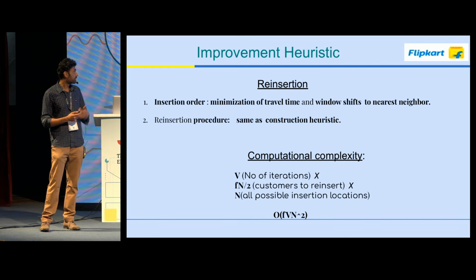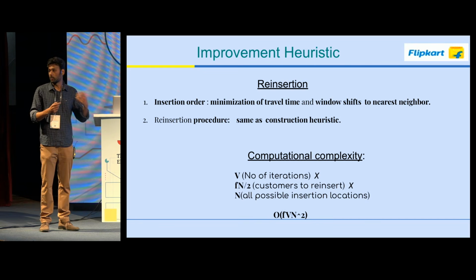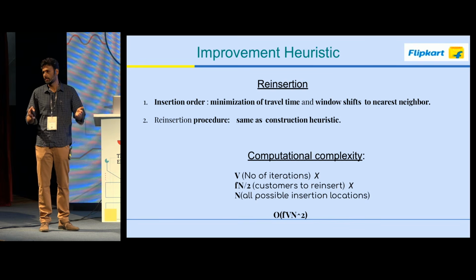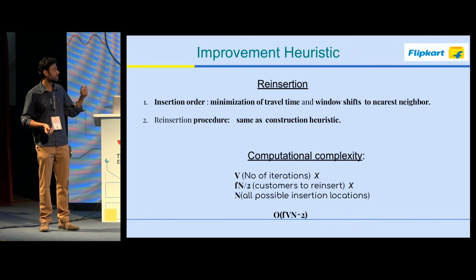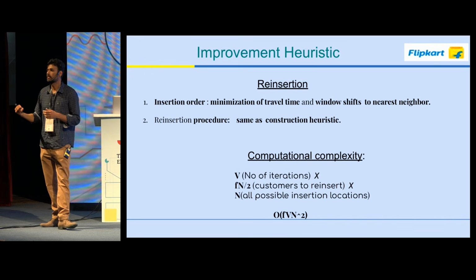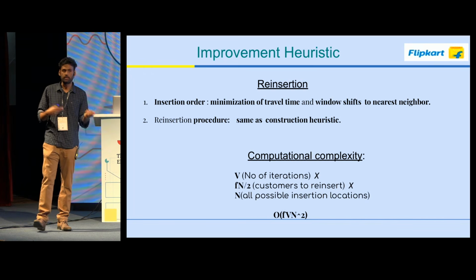Great. So the reinsertion, right? What is the reinsertion order? This is important because the order is very, very critical. If we basically maintain the same order, it's very likely we might end up with the same route. We're not making any change at all. So the reinsertion order is based on minimization of the travel time and the window shifts to the nearest neighbor, both of which we saw. And then the actual insertion process is the same as the construction heuristic, which we discussed earlier.